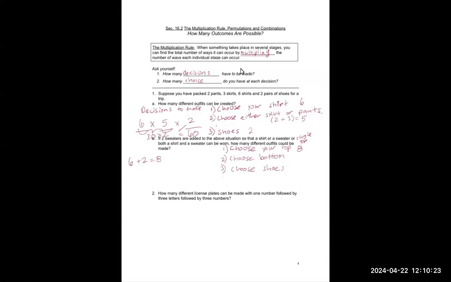Or we have the choice of putting a shirt and sweater combination on because it says if two sweaters are added to the above situation, so that a shirt or sweater or both could be worn. So here's the situation. One way of thinking about this is we need to add up the number of shirts, because that's the situation where we just wear a shirt, and we need to add the number of sweaters, and we need to add the different ways that we could have both a sweater and shirt.